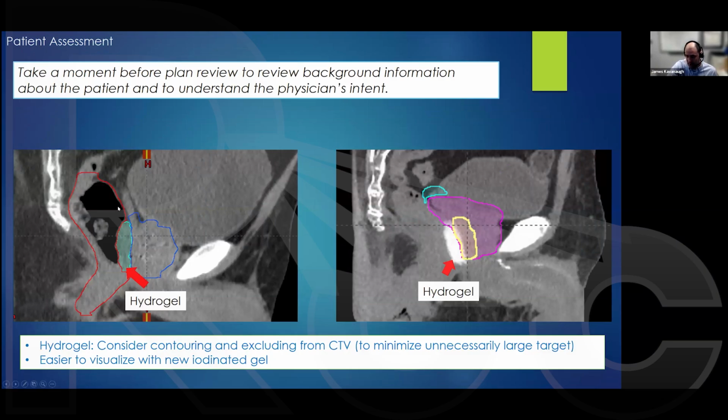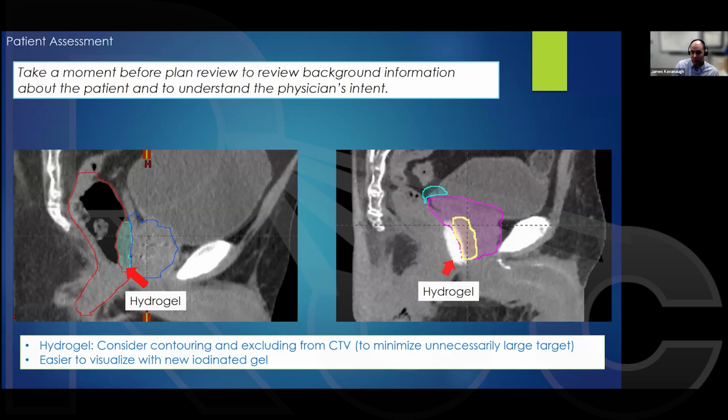This is what I was just talking about with the hydrogel itself. On the left, for those that have probably been using hydrogel, SpaceOAR is a brand name. There are others as well. It may have looked something like this, where it does not have that contrast. And while it can push the rectum further from the target, it may be hard to delineate whether it's in this sim image itself, or whether it is on the cone beam or whatever imaging you have.